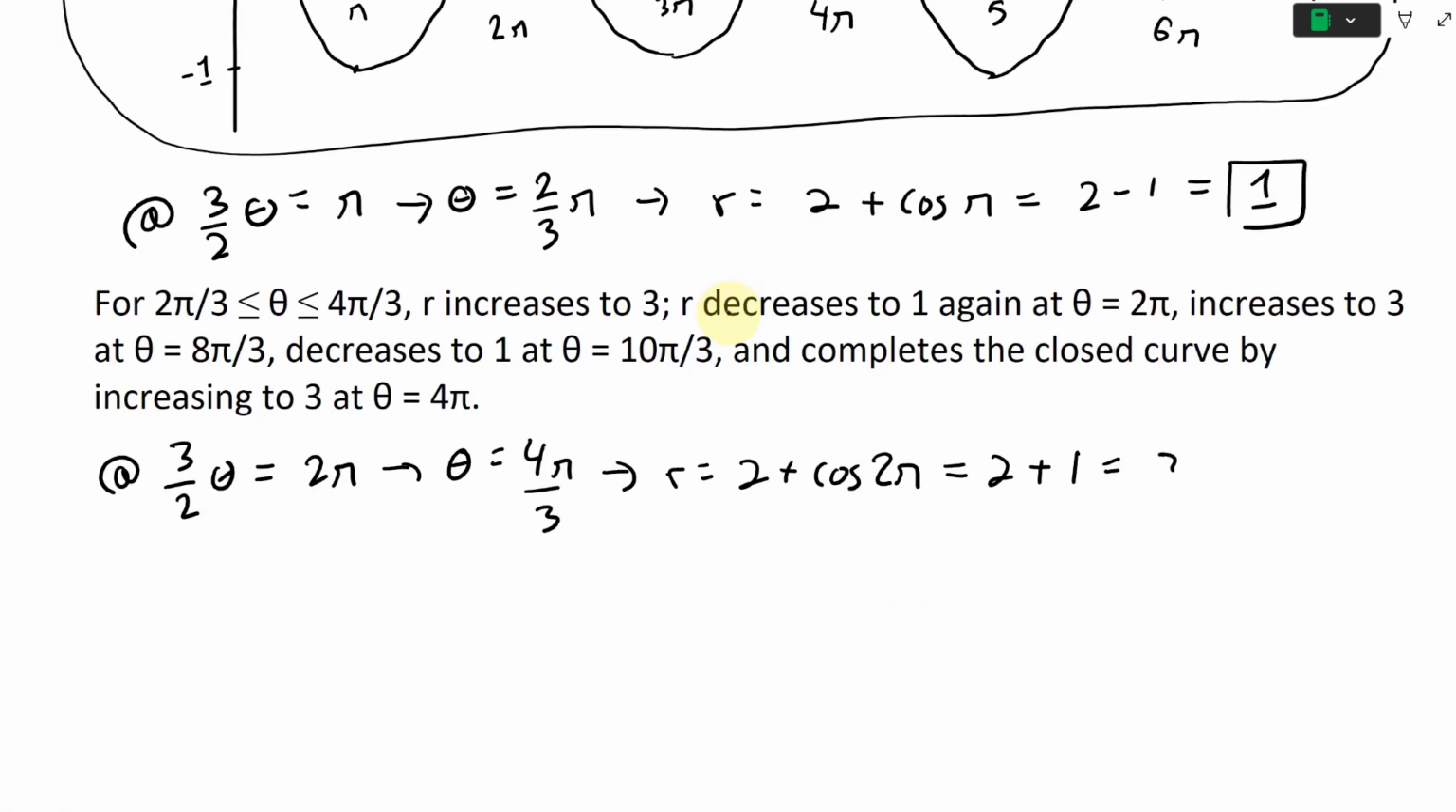This equals 3. Like that. So it increases there. And then the next one is at 3/2 theta equal to 3 pi. Then we're going to graph these all later. So then theta is going to be, the 3's cancel, then move the 2 over to the other side. This is going to be 2 pi.